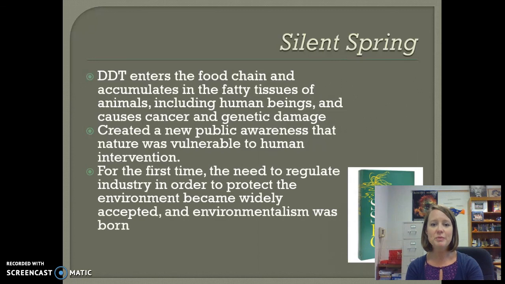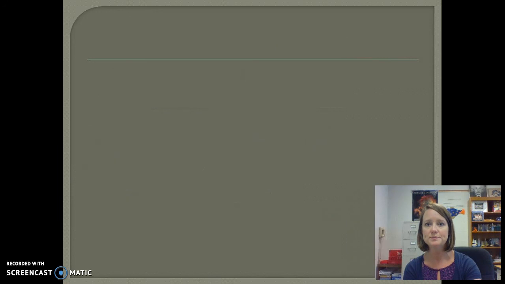So for the first time, we realized that we need to regulate industry to protect the environment. And this idea became widely accepted, and this is when early environmentalism was born. All right, we'll look at other historical events in class, those that were included in your timelines, as well as a few others.